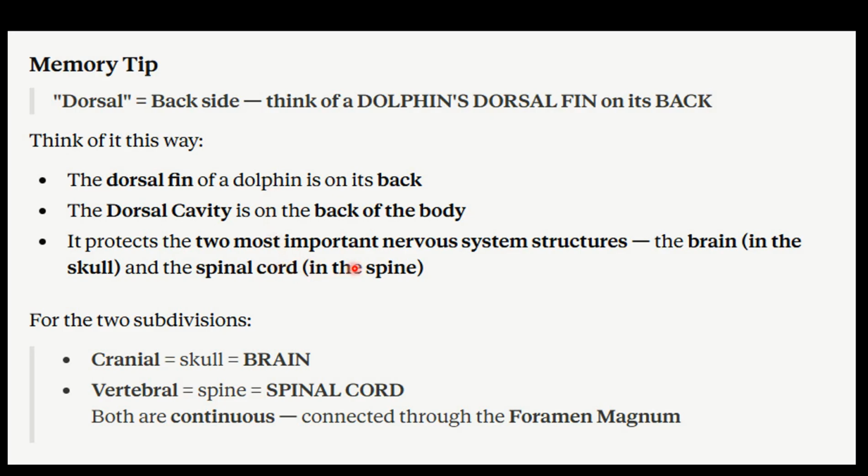So it protects the two most important nervous system structures, the brain and the spinal cord. The two subdivisions are cranial, skull, brain, and vertebral, spine, spinal cord, and both are continuous, connected through the foramen magnum. Clear? So that's all for today regarding the dorsal cavity. I hope it is clear.